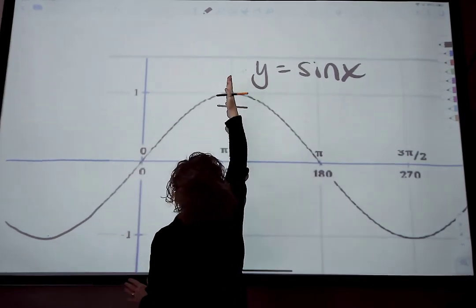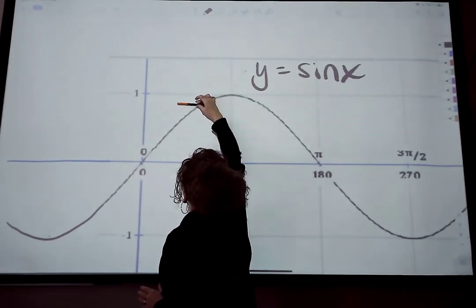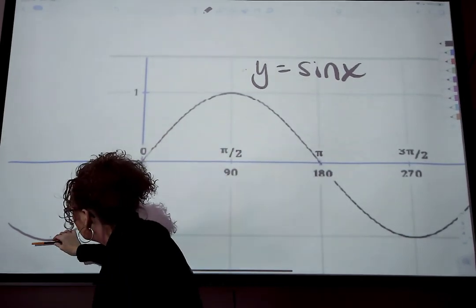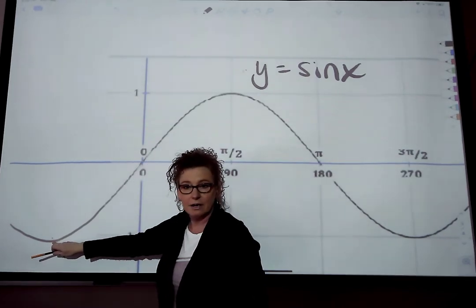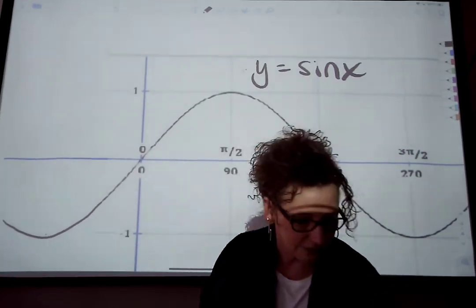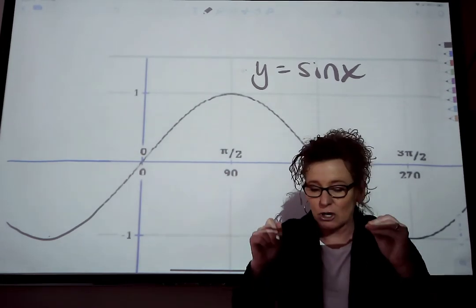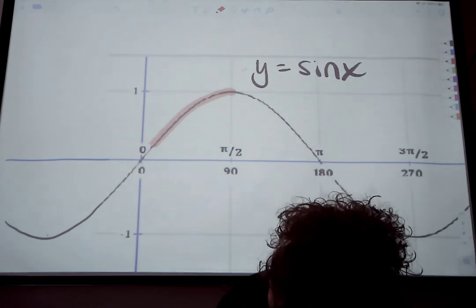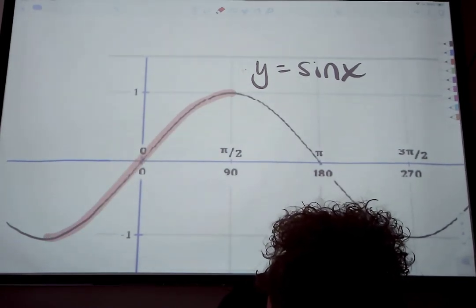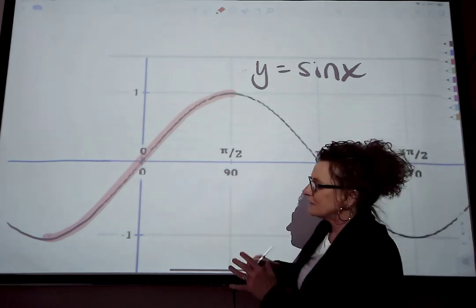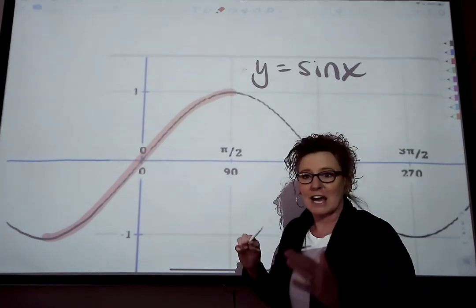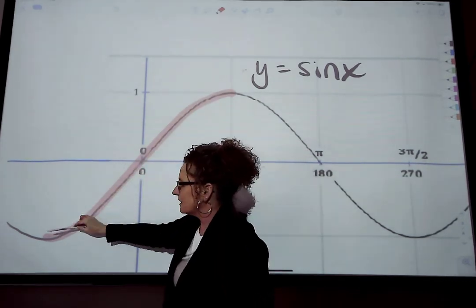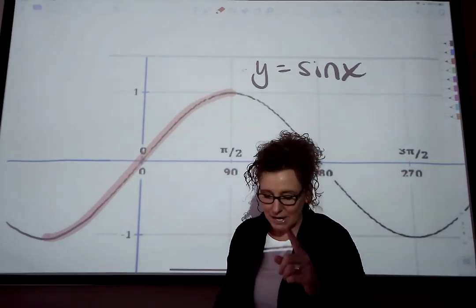So if I just look at from here, keep going to there, it would pass the horizontal line test. So we are going to limit ourselves so that all we see is from there to there. So that part that I highlighted in pink, does it pass the horizontal line test? It does.